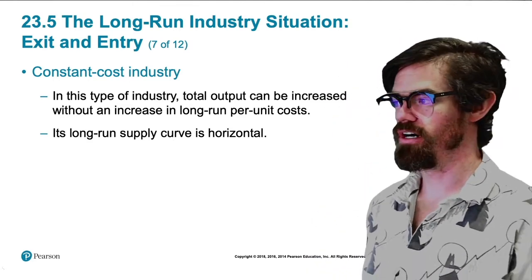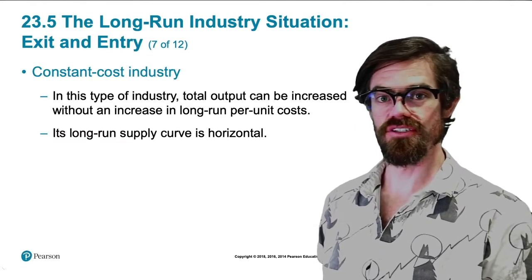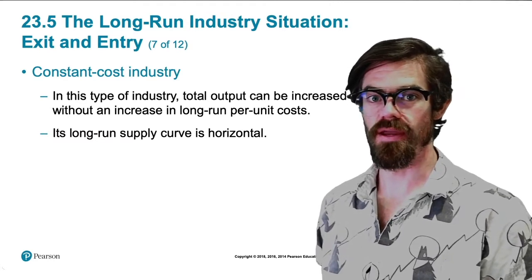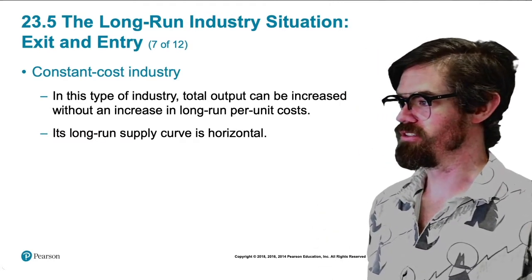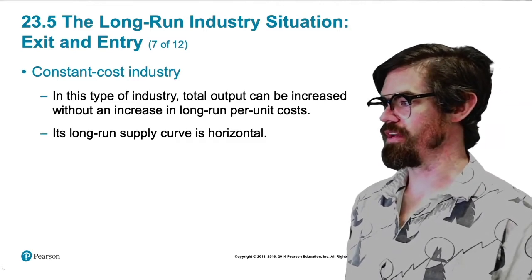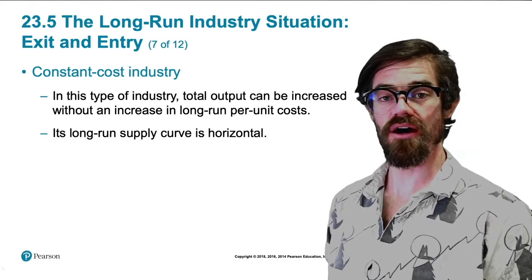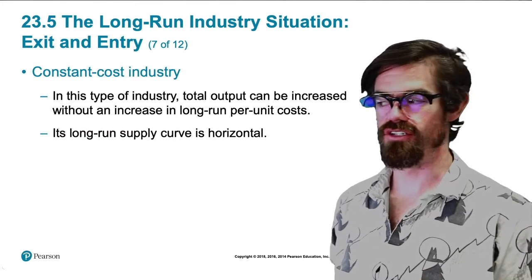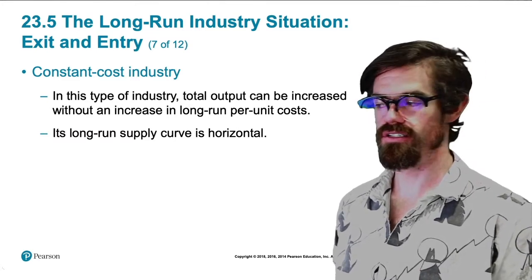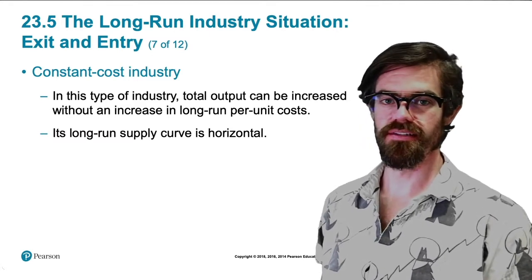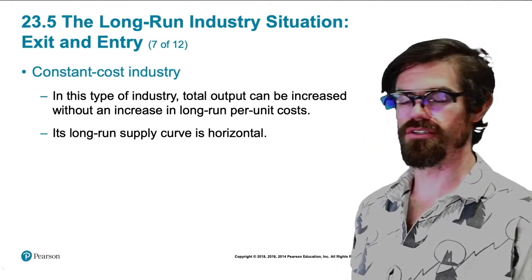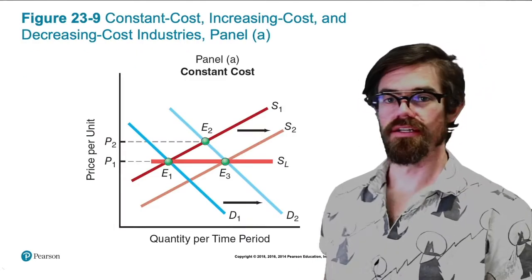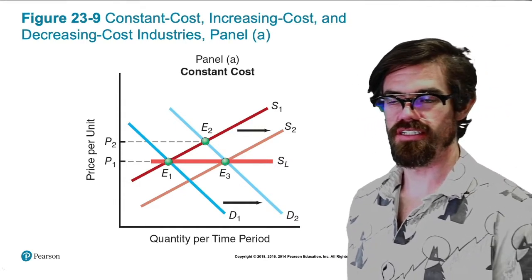So the first we're going to look at is called a constant cost industry. And it's called this simply because as firms enter and exit, every firm in the industry's costs remain the same. They remain constant. Another way to think about it is that total output can be increased or decreased, and there's no change in average long run total cost. And so what this translates into is a horizontal long run supply curve, or a long run supply curve that is perfectly elastic.